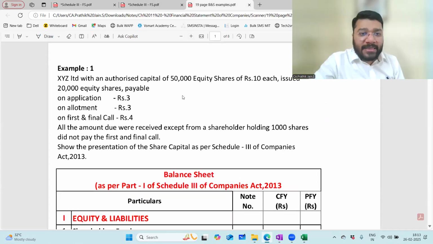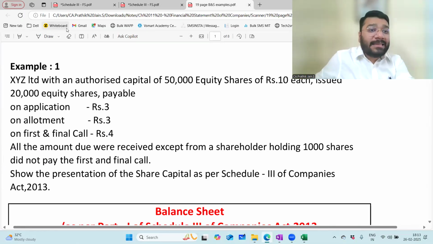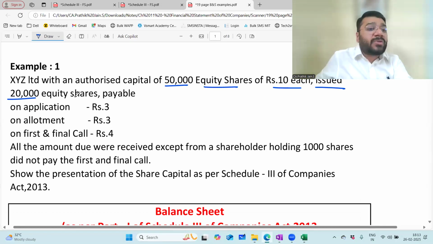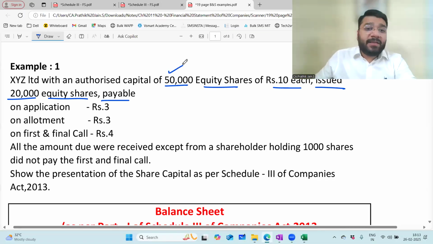So let's take one question. Example 1. It says that X Limited with an authorized capital of 50,000 equity shares of 10 each issued 20,000 equity shares payable. So what is the authorized number of shares of the company? 50,000. What class of share is this? Equity share class. What is the face value?